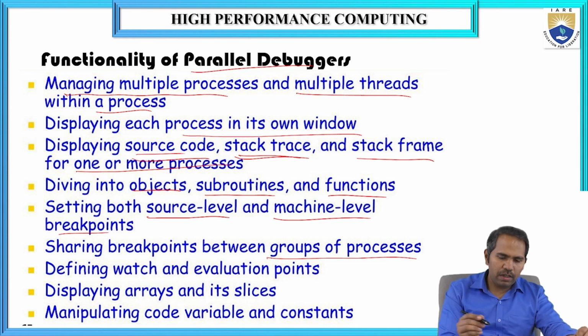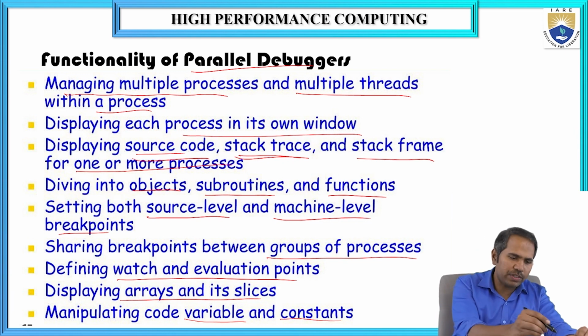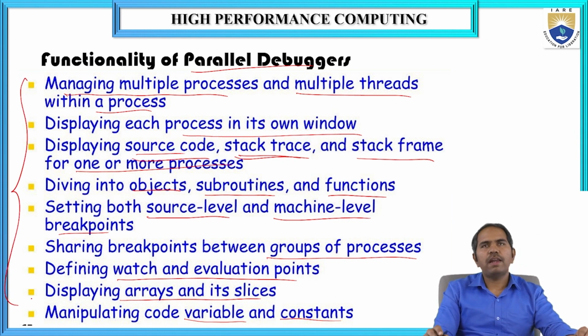Other functionality is defining watch and evaluation points, and displaying arrays and their slices. It also has to manage variables and constants, manipulating and managing the code variables and constants. So these are all the major functionality of parallel debuggers.